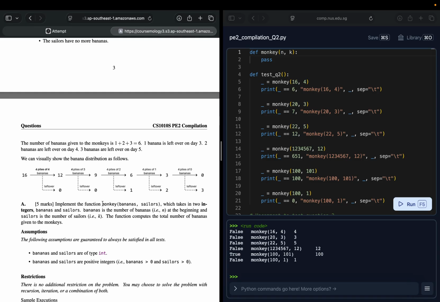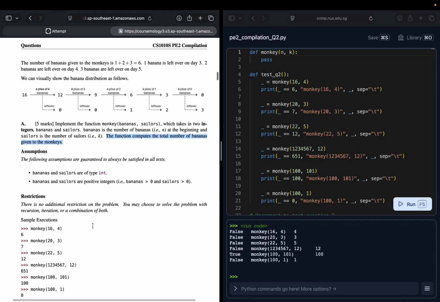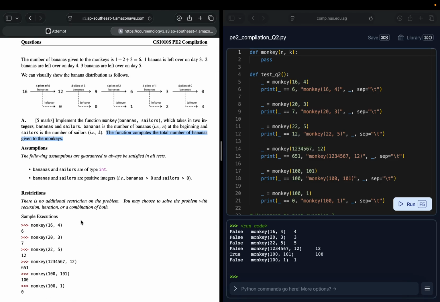The function monkey takes in bananas and sailors, which are both integers, the initial number of bananas and the number of sailors, and we have to compute the total number of bananas given to the monkeys. We keep track of the assumptions, and we also have some sample executions to test our code later.